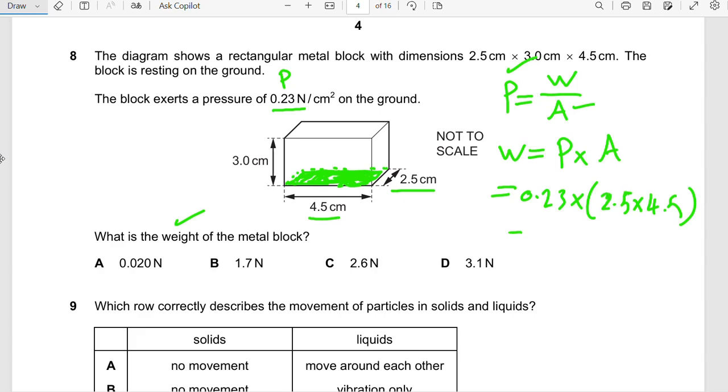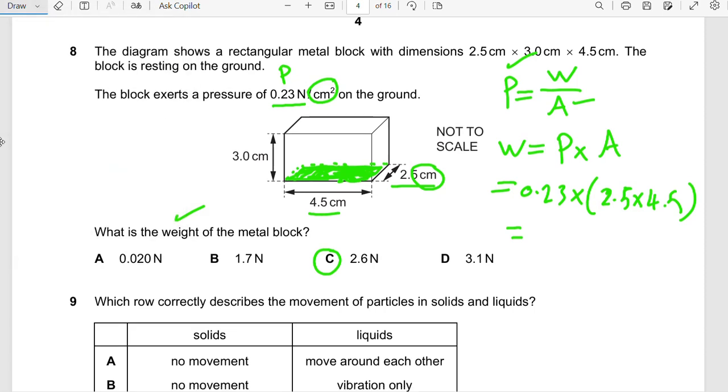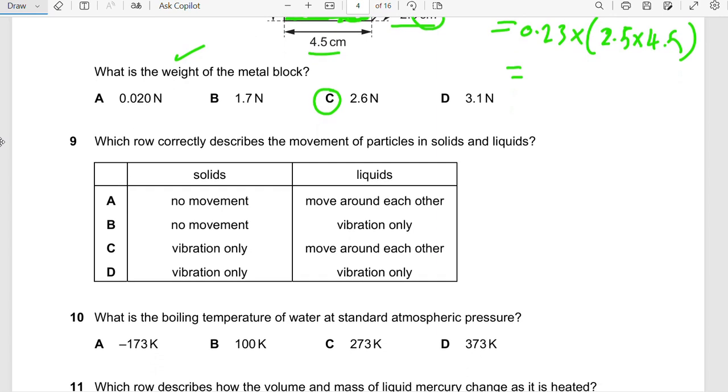If you use your calculators, you will get the answer. I did it already before. It is option C, 2.6 Newton. Somebody might ask me, Mister, don't we have to change the centimeter to meter? Actually, no, because pay attention, in the pressure they gave me Newton over squared centimeter. So no need to change. I hope it's clear. Let's go to question 9.